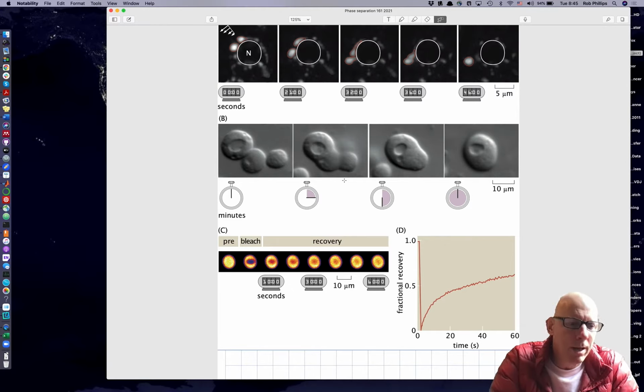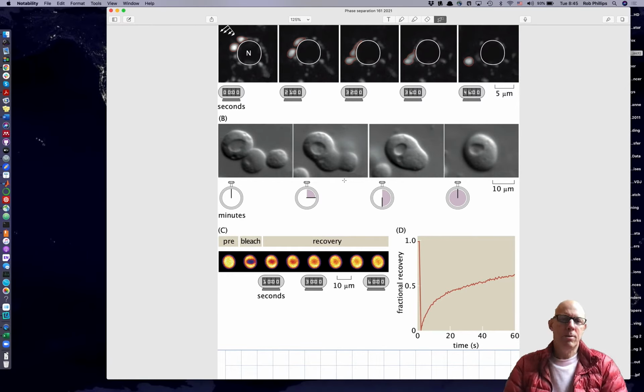So that was one example, and I'm not going to go into the details of that. You can see that in Brangwyn's papers. The next one, the middle image, shows you that they merge and coalesce, another feature that we're used to from droplets. And then in the bottom, what was shown is that they're dynamic using fluorescence recovery after photobleaching.